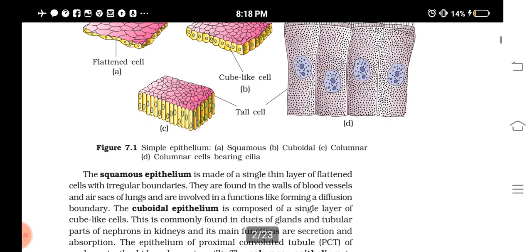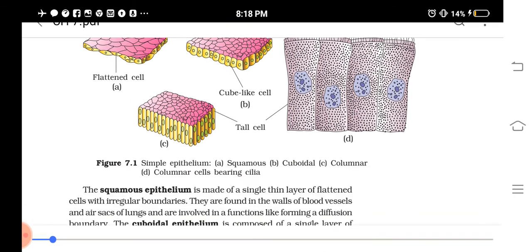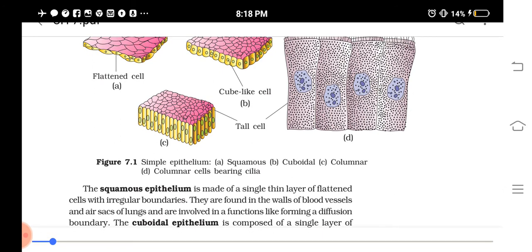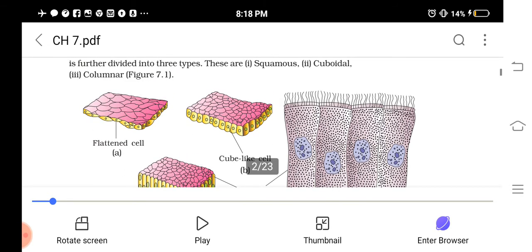See here, A is squamous, B is cuboidal. And you can see C is columnar, and D is columnar cells with what? Cilia. You can see here the squamous epithelium, they are very thin, very tile like. Tiles you have seen, no? There is no thickness, just like that, very thin type of cells.